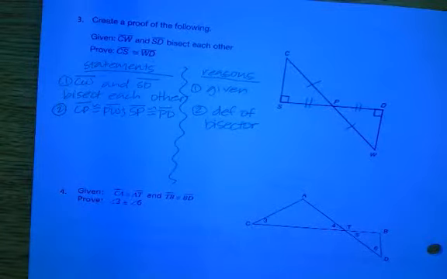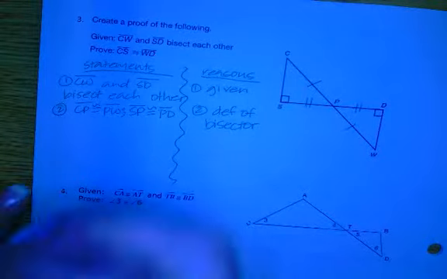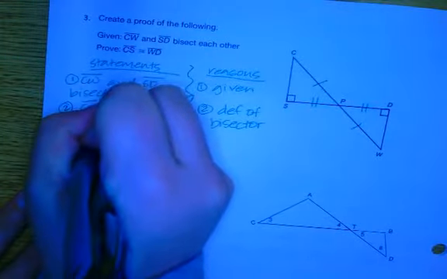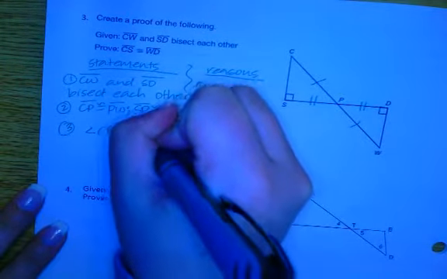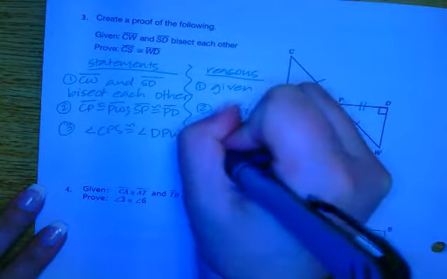Okay, what else do we know based off this picture? Angle CPS is congruent to angle DPW. Why is that? Vertical angles.